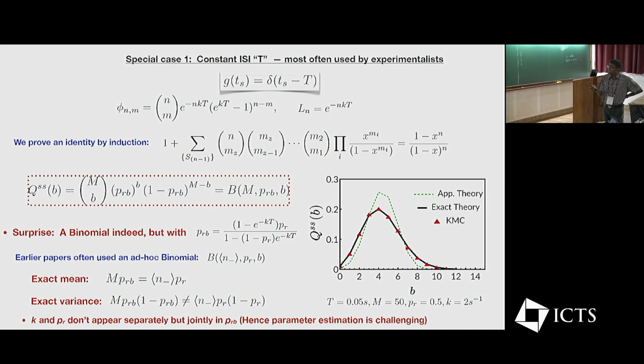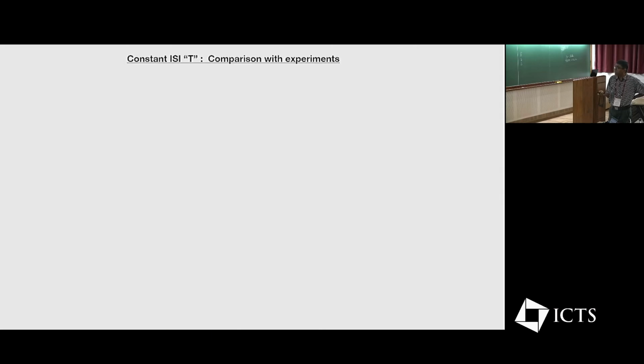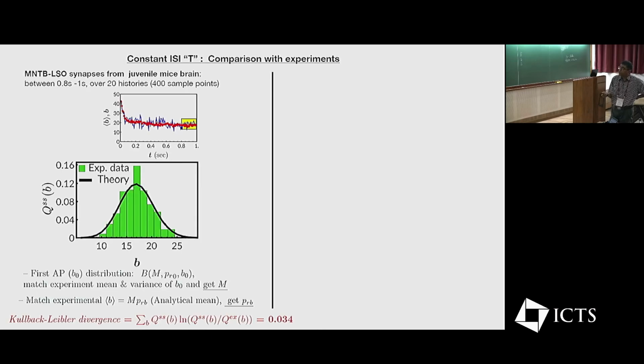Now, for this constant time interval data, one problem is that in parameter estimation you may get stuck, because the parameters of this probability distribution are capital M and PRB, which lumps together the constants K and PR. So you don't have an independent way of determining K and PR. That's a problem. But let me tell you what we could do. This is from lots of data for this particular synapse. We had 400 sample data points from experiments. This is the green histogram from experiments. This is the curve theoretically.